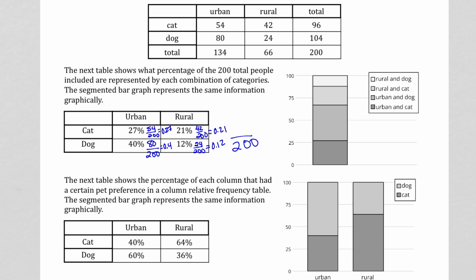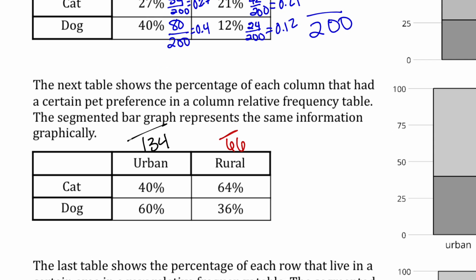So here on this next table, we're looking at the percentage of each column. So we're going to look at our column values here. So our total value. So our urban is going to be divided by 134. And our rural is going to be divided by 66. Okay, so that's where our numbers came from. We're going to take, so we get 40% from dividing 54 by 134.